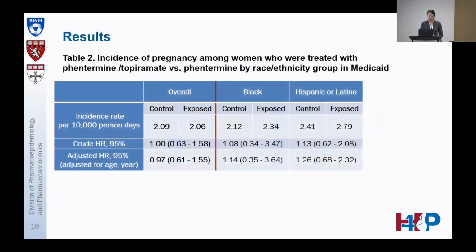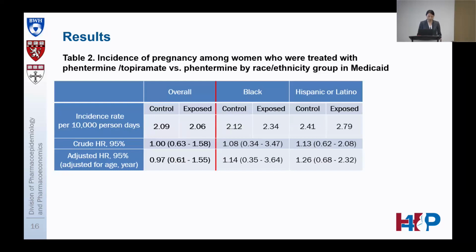So after we observe the difference between the publicly versus the privately insured population, one thing we started to think is what can potentially explain what we observe here between the two populations, why there is a differential effect of the REMS program for phentermine topiramate. So we then looked into using Medicaid data, because here we have racial and ethnicity group information. So we further stratified the analysis based on race and ethnicity groups.